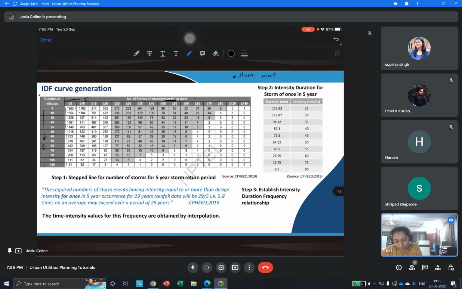If you observe here, it is given as greater than 5, greater than 10, greater than 15. So whatever is there, we are cumulatively adding. That is, when the intensity is greater than 5 and the duration was about 5 minutes, it lasted for 5 minutes, then around 1965 times this event has happened. So this is the frequency which we have. This is our IDF data: I is intensity, D is our duration, and F is a frequency.